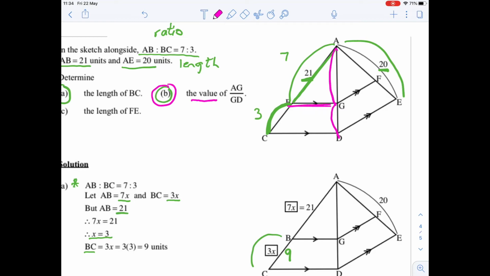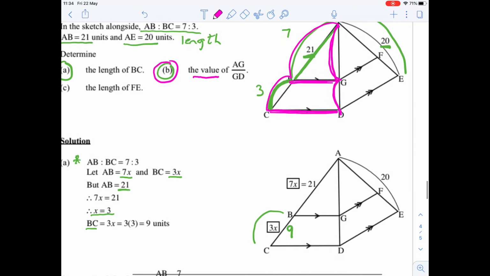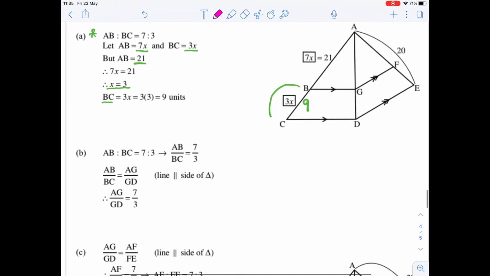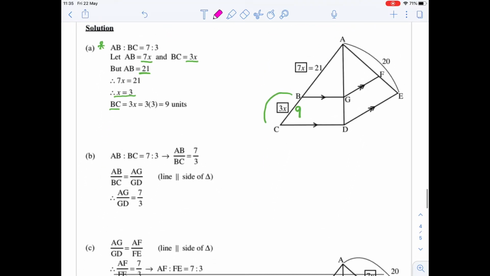We've got our parallel lines. So if we have our parallel lines there, that means that we have the sides in proportion. So 7 over 3 would similarly be 7 over 3 there. Let's look at how we set it up, because often we can see it straight away, but how we actually set it up is quite important.